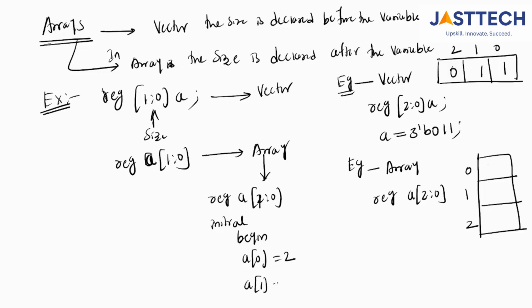A of 1 equal to 3. I need to use this indexing. That means two locations will form: this is the 0th index and the first index. In the 0th index I need to store 2, and in the first index I need to store 3. Like this I will store in the arrays. Is it fine?